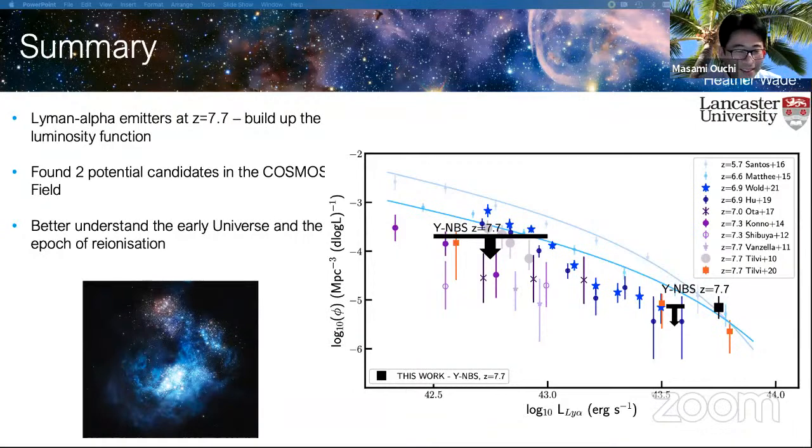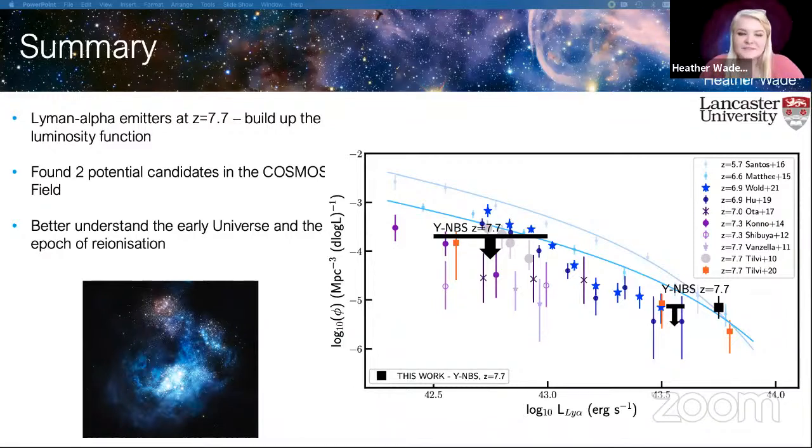So anything else? Oh yeah, Yuichi Harikane asked a question. What are the UV magnitudes of these sources? Are they UV bright? So these two that we found here are very preliminary. So off the top of my head, I don't know. But that is definitely something that we would look into and try and confirm whether these are redshift 7.7 Lyman-Alpha emitters first.